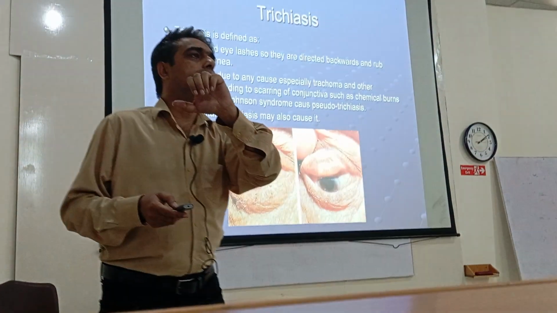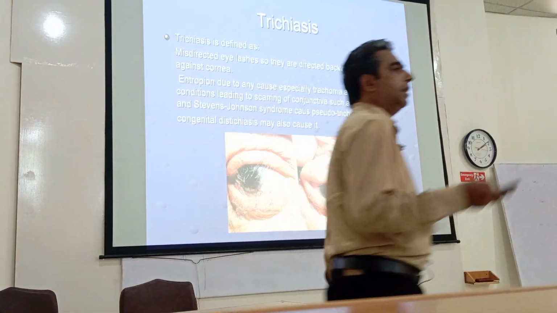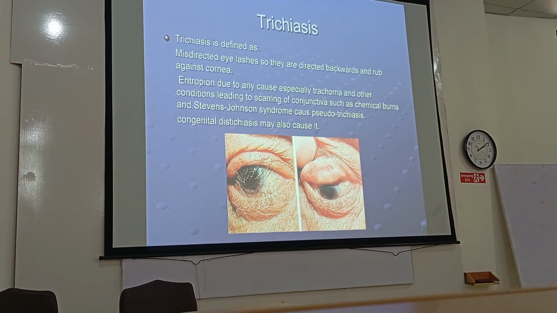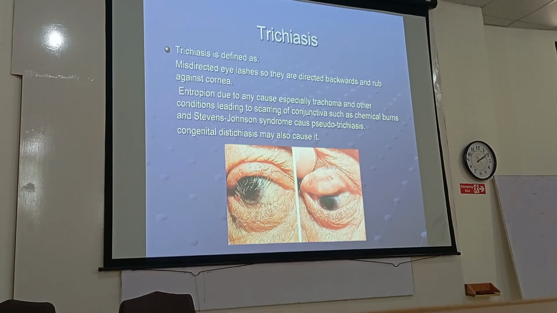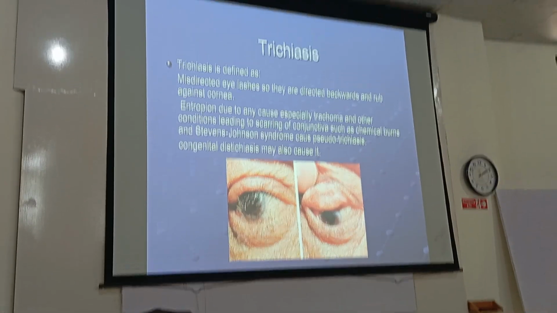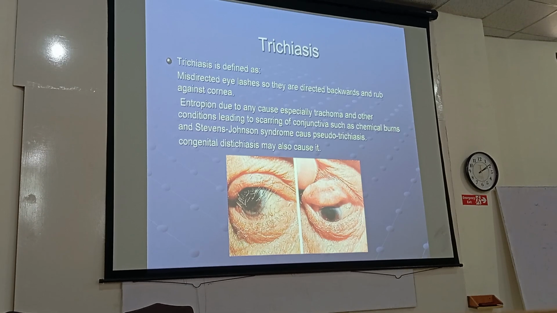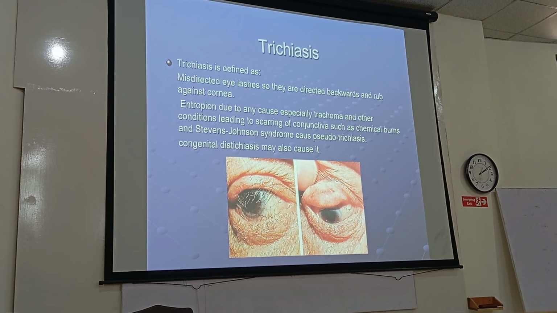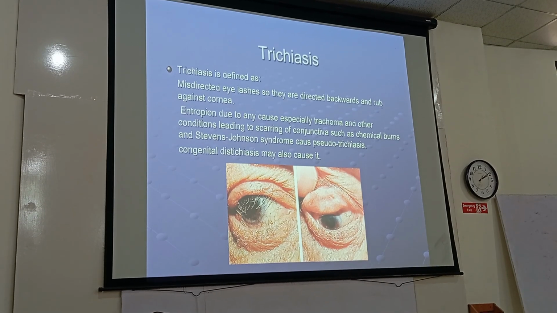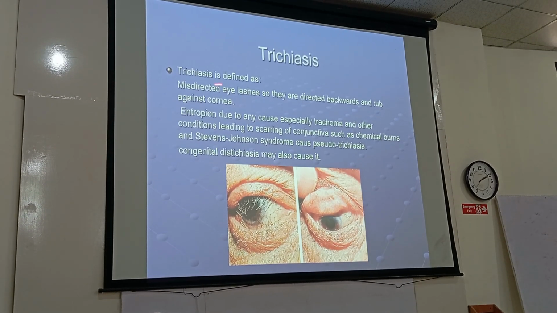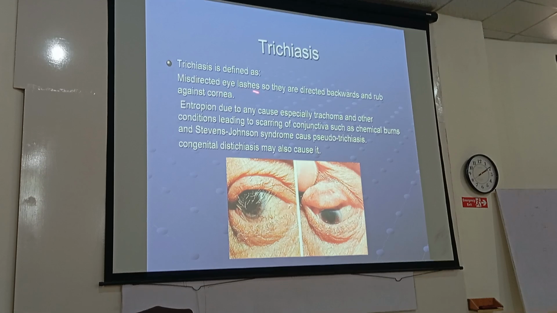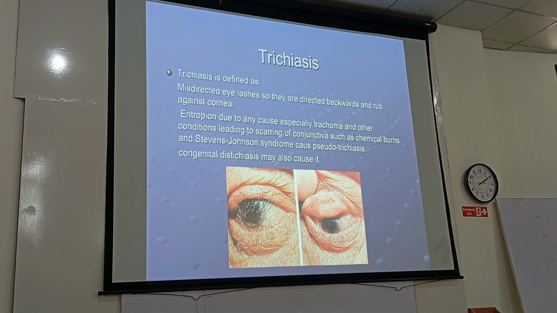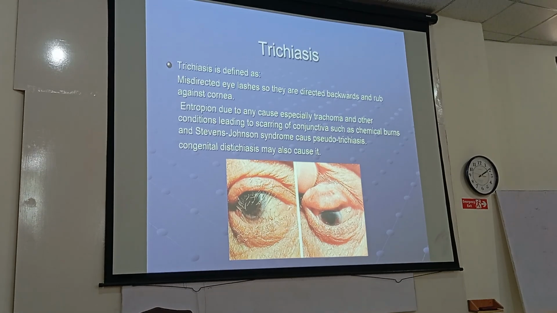This condition is called trichiasis. That is misdirection of the eyelashes. And it is not because of any deformity of the lid margin. Keep it in mind, this is primary trichiasis or true trichiasis. Now what happens? It is defined as misdirected eyelashes, so they are directed backwards and rub against the cornea, which is a transparent structure.